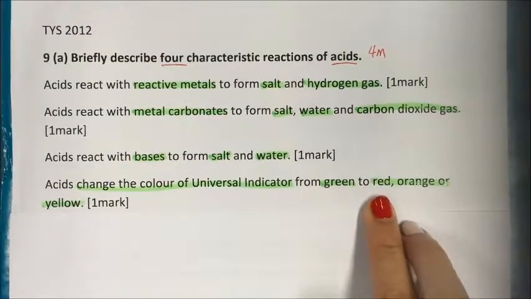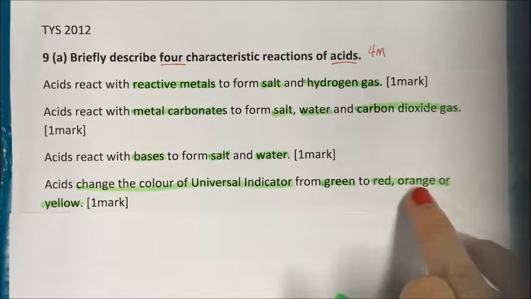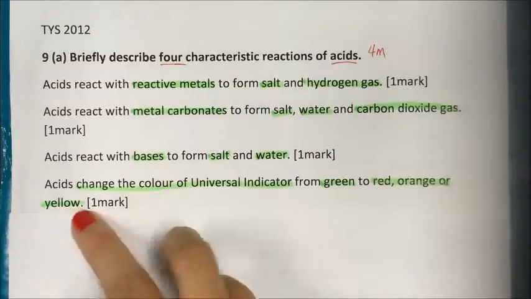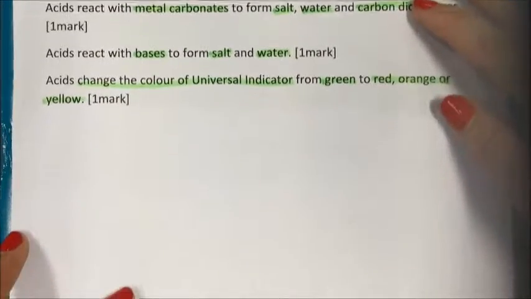Red is if it's a strong acid, and then as the acid gets weaker, it will either change from green to orange or green to yellow. Next part, part B.